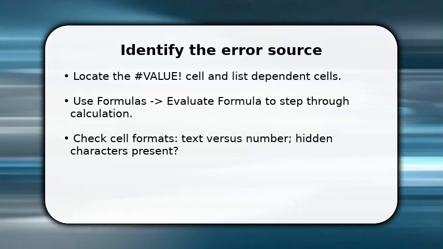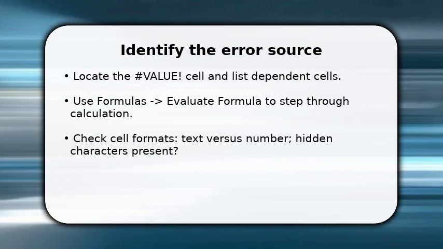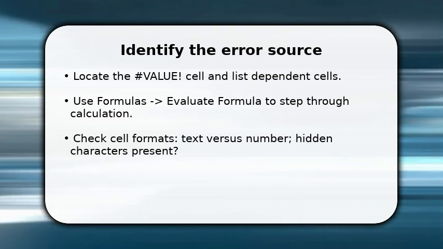You start by finding the cell that shows #VALUE! and tracing its precedents. This reveals where the bad input originates. Once done, run Evaluate Formula to step through each operation so you see which argument fails. Make sure to inspect nearby cells for text stored as numbers, non-breaking spaces, or unexpected booleans.